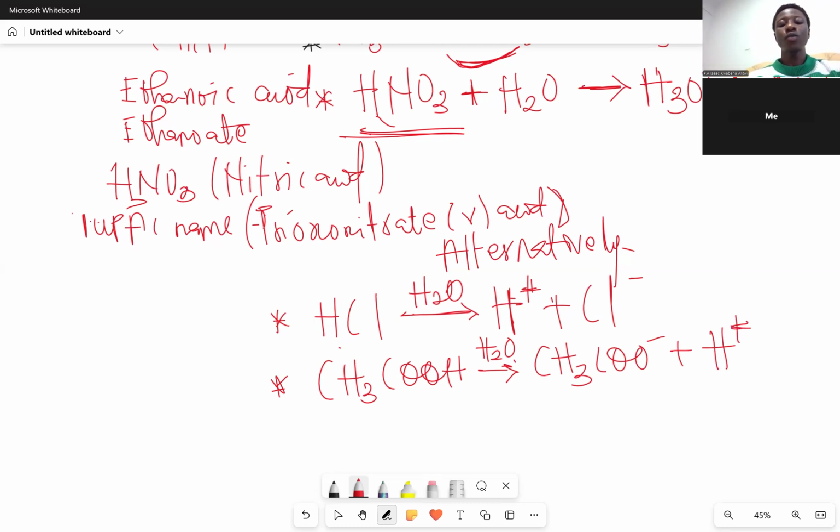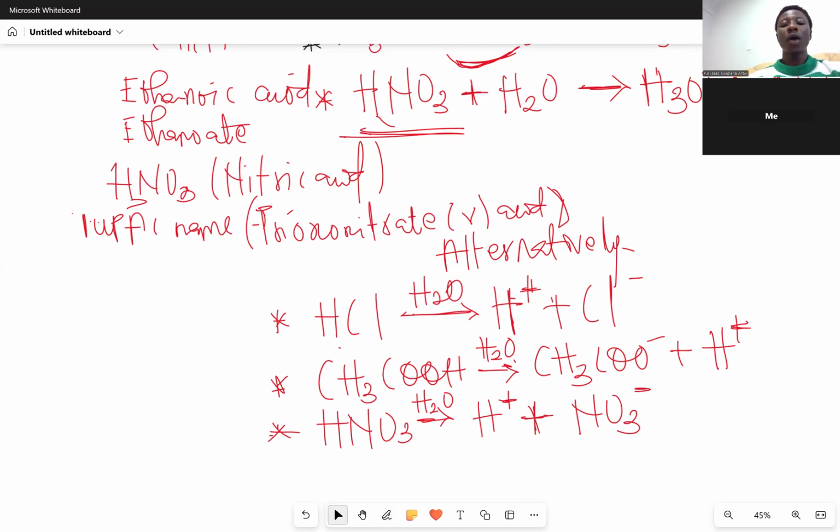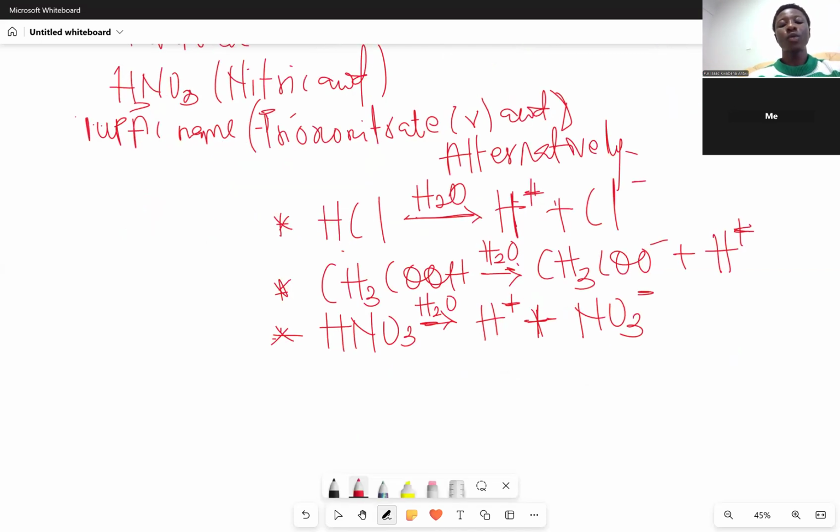The other acid we gave was nitric acid, HNO3. In water, it dissociates to produce hydrogen ions or protons, then NO3 minus. Now, other examples of acid you can go and try at home.